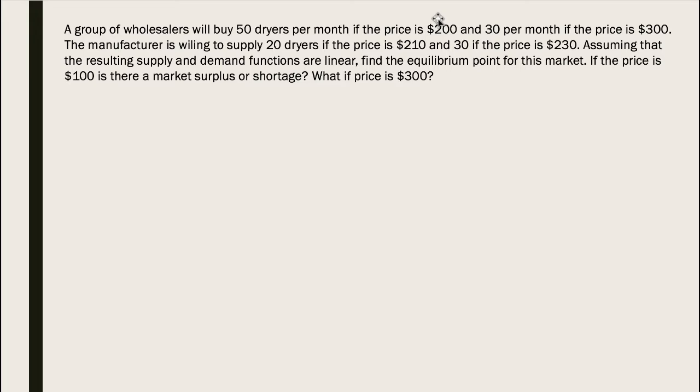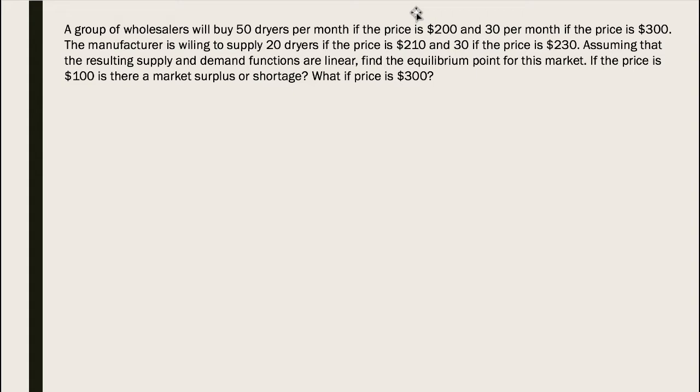In this last example, we have a group of wholesalers. They're willing to buy 50 dryers per month if the price is $200 and 30 per month if the price is $300. The manufacturer is willing to supply 20 dryers if the price is $210 and 30 dryers if the price is $230. Assuming that the resulting supply and demand functions are linear, we want to find the equilibrium point for this market. If the price is $100, is there a market surplus or shortage? What if the price is $300?